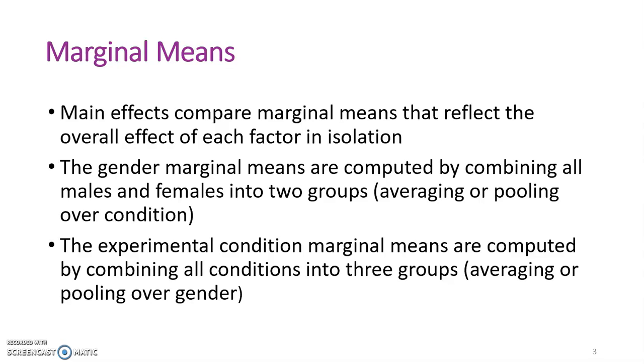The main effects compare what we call marginal means, which reflect the overall effect of each of the predictors in isolation, again, ignoring the other predictor. So the gender marginal means would be computed by combining all of the males and all of the females into two groups, averaging over condition. So ignoring video game condition, it would just be the aggression scores for males and the aggression scores for females. The video game condition marginal means would be computed by combining all of the conditions into three groups. So it would be the means for each of the three groups, totally ignoring gender.